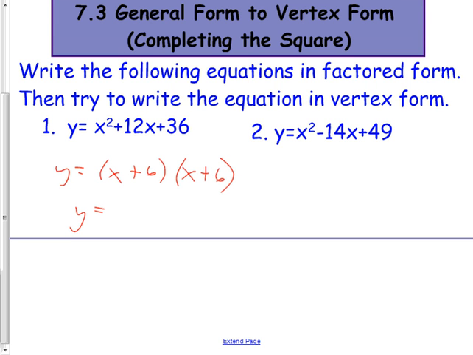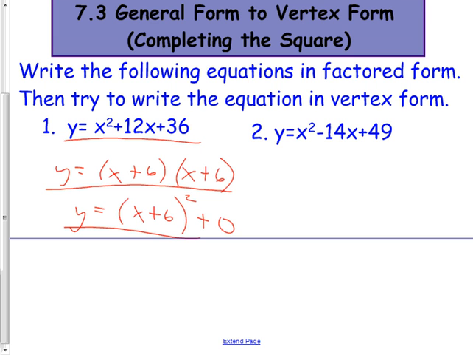What happens when they are identical? You just put them right together. What would you have then? Squared. Then all of a sudden, we've got general form and factored form and vertex form all at the same time. You might say, wait a minute, that's not vertex form. I just put a plus 0 here.